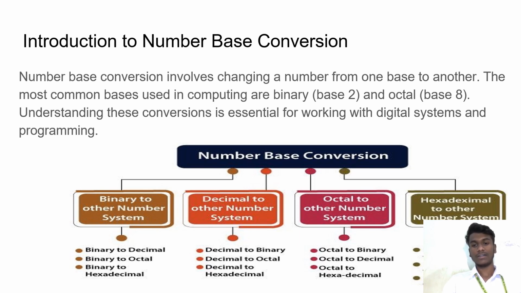These are the examples of number base conversion. Binary to other number systems: binary to decimal, binary to octal, binary to hexadecimal. Decimal to other number systems: decimal to binary, decimal to octal, decimal to hexadecimal. Octal to other number systems: octal to binary, octal to decimal, octal to hexadecimal.